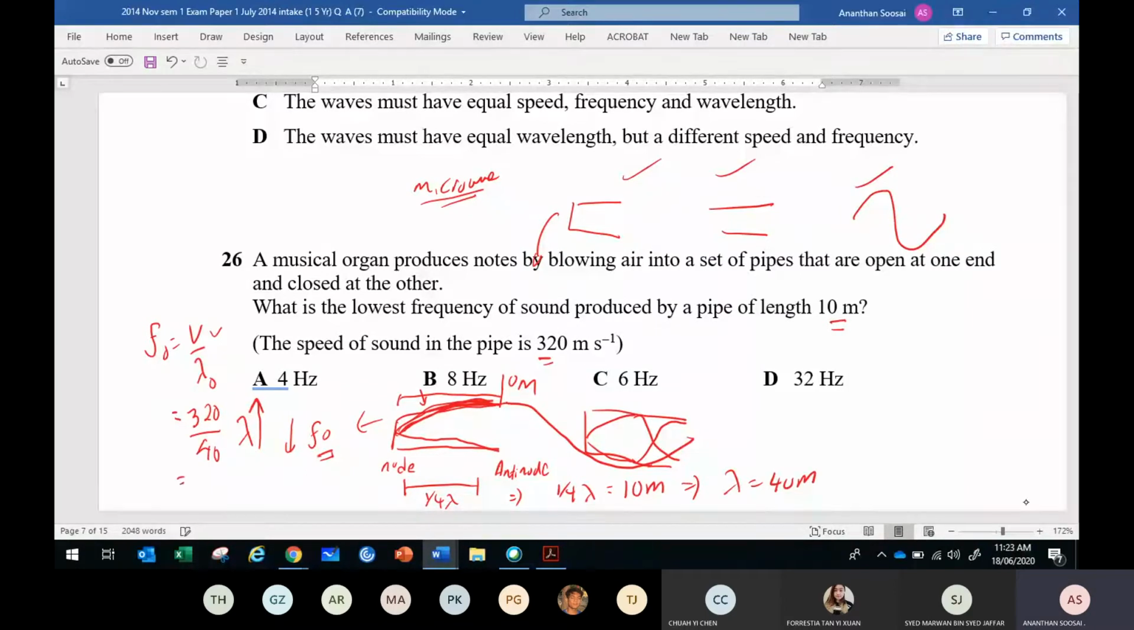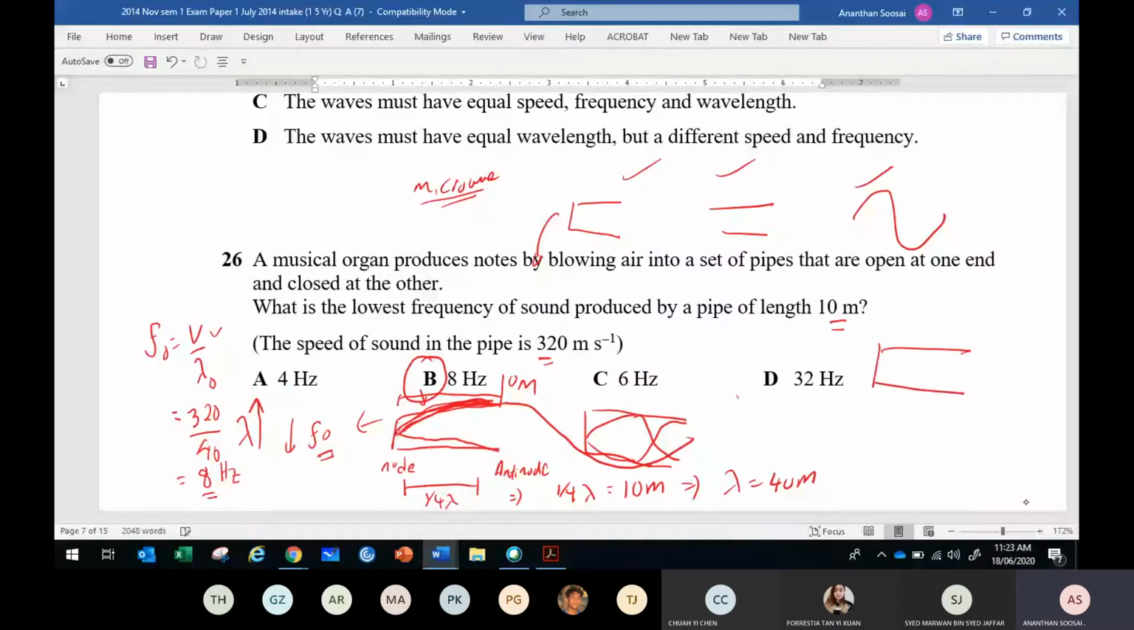So you get a frequency. What you get? 8 hertz. So answer should be B. Do you understand? The important thing is the pattern. Thank you, sir.